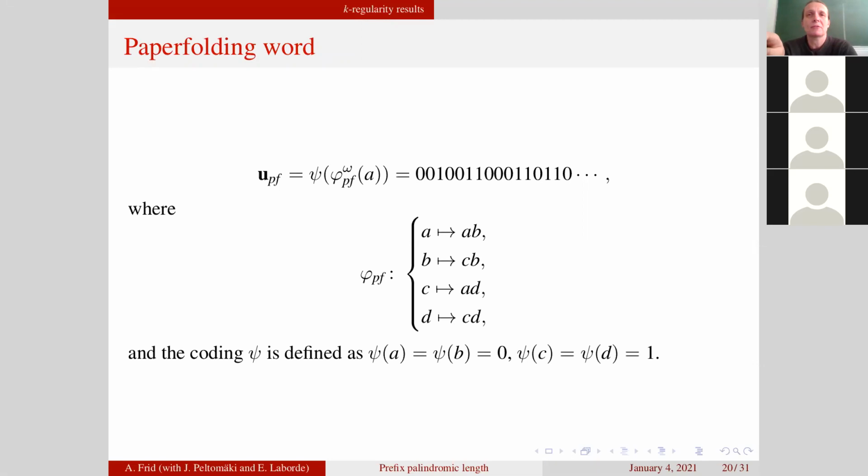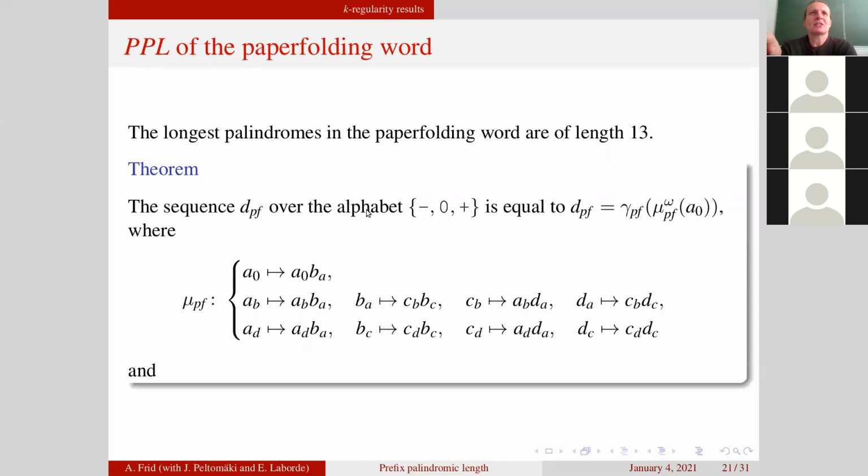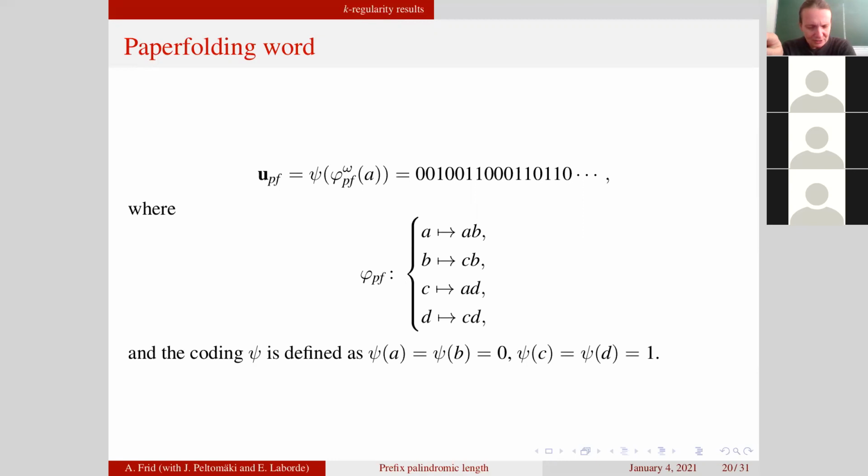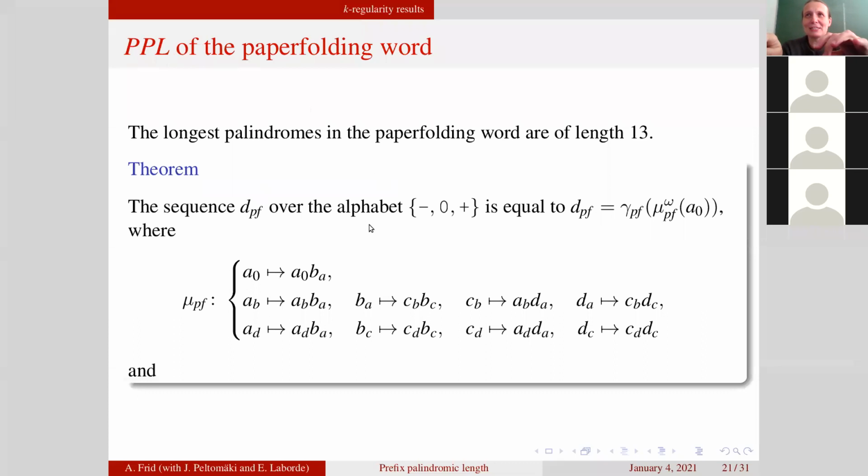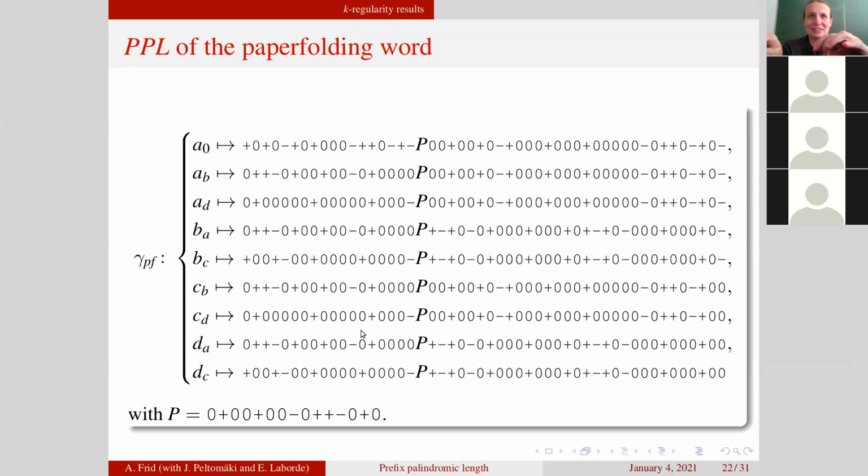So maybe the first two-automatic word to be considered after the Thue-Morse word is probably the period-doubling word. The third one is the paper folding word, which is just a fixed point of this morphism to which we apply another morphism accordingly. So A and B become zero and C and D become one. So it's a famous example of a two-automatic word. And we got a precise formula for its first differences of the prefix palindromic lengths. And the formula is that, well, one slide is not enough to get it. So I am showing you the second part. So it's a morphism of length 64.